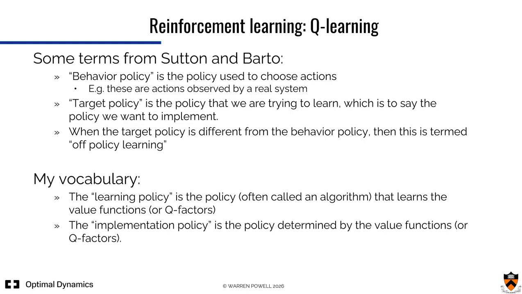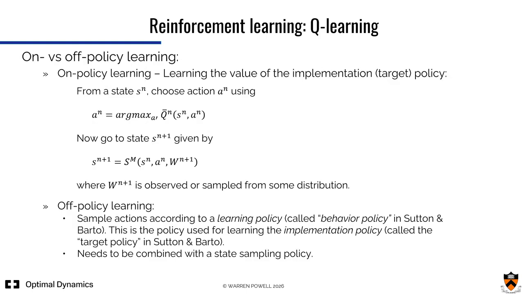And so let's say you have some algorithm, maybe it has an exploration part, and you're using this algorithm to learn the value functions. Once you have the value function, you're going to use the value function to make decisions. That would be the implementation policy. So in my vocabulary, we have a learning policy, which is the policy when you're running the algorithm to learn the value functions or learn how to make decisions. Once you've done the learning and you turn the learning off, now you're ready to use your results, and I call that the implementation policy.